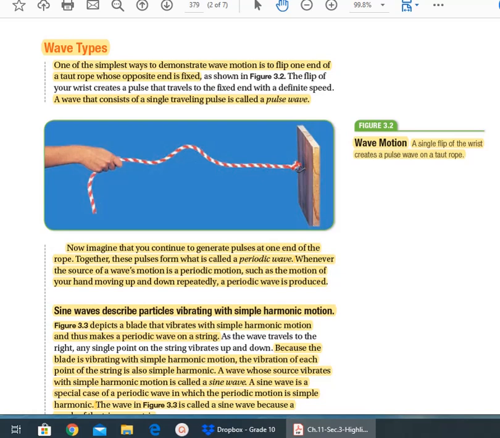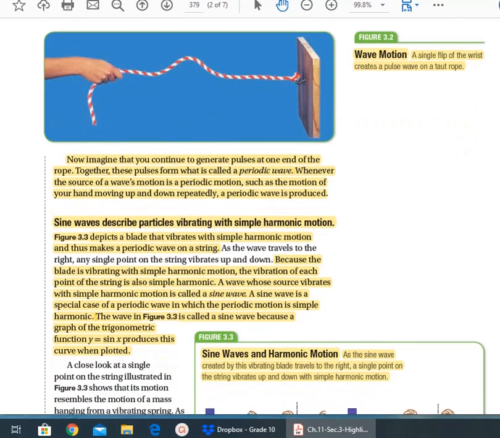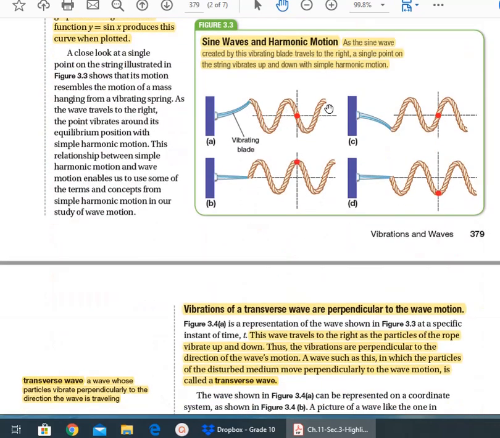Transverse wave. Now if you just make this pulse with this rope, we will call the shape formed a pulse wave. If more pulses are created, we will call it a periodic wave. They are not different types. It's just that if you have a single pulse, we call it a pulse wave. If you have more pulses generated, it's a periodic wave that will take the following shape.